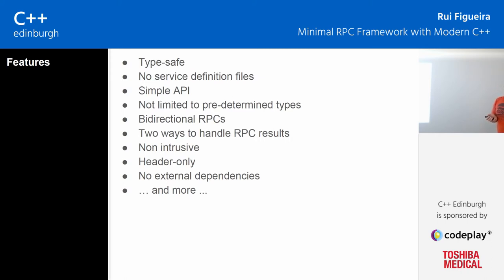Non-intrusive means that the specific class that's going to be used as an RPC server doesn't need to know about RPCs. So you can potentially grab a third-party library, wrap a class and call RPCs on it. Header only, just because that's the hype now. And no external dependencies, just to make it easy to use.